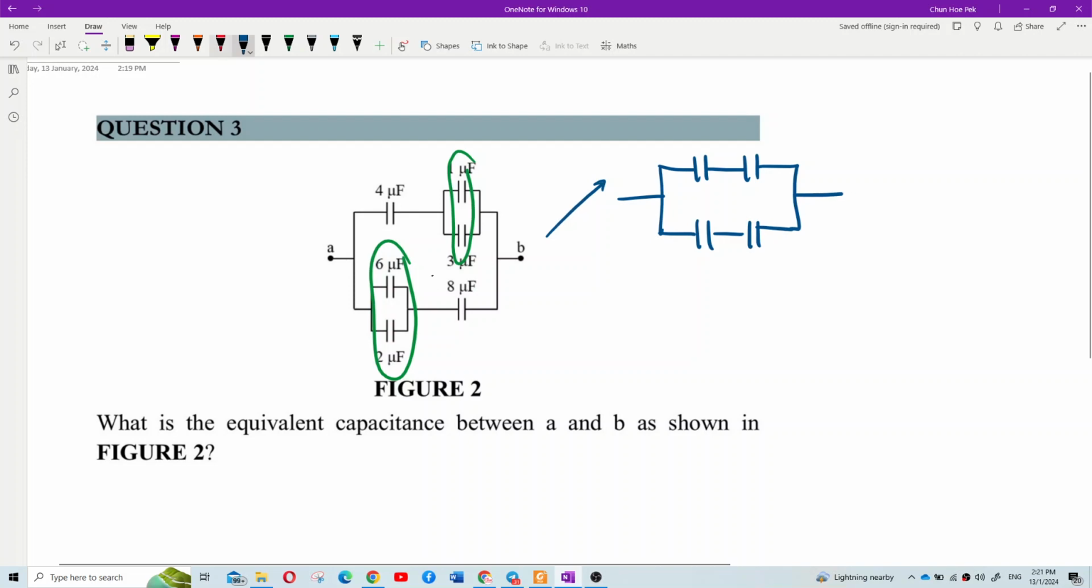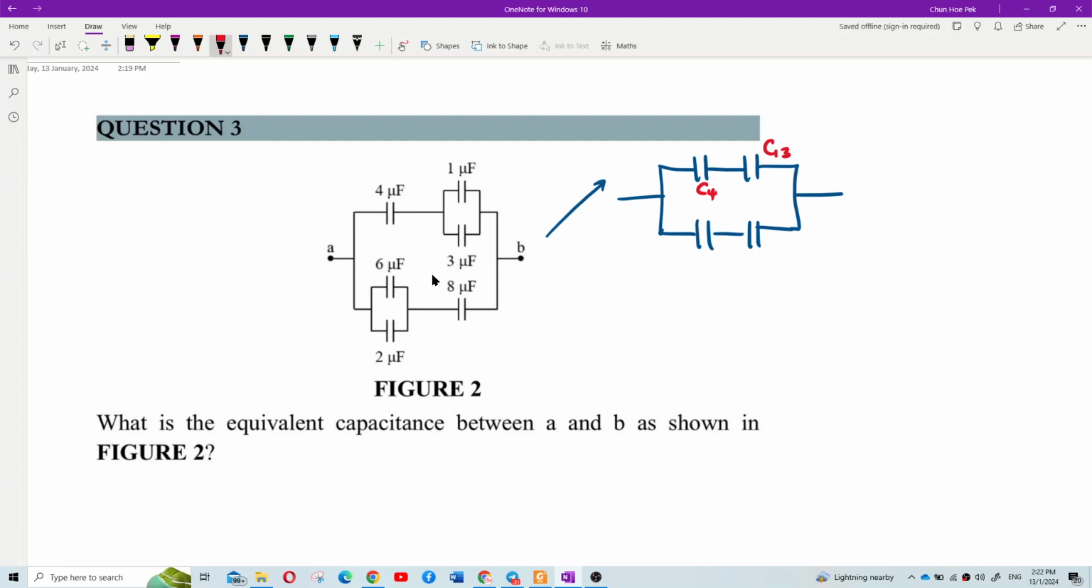Maybe we put this as, we combine that. So we can label it, this is C4, this one is C13, this one is C62, and then this one is C8. Okay, and then after that I combine these two in series. So it becomes something like this.